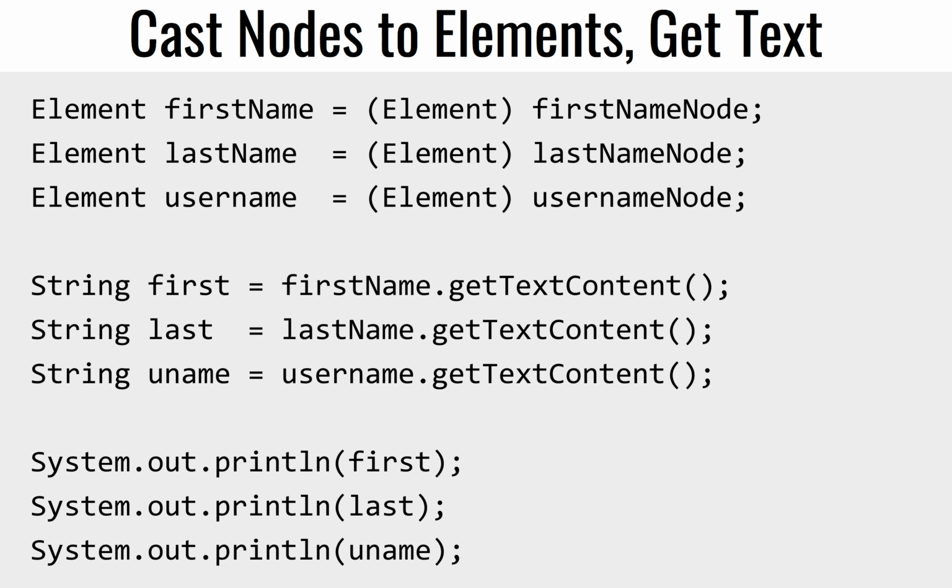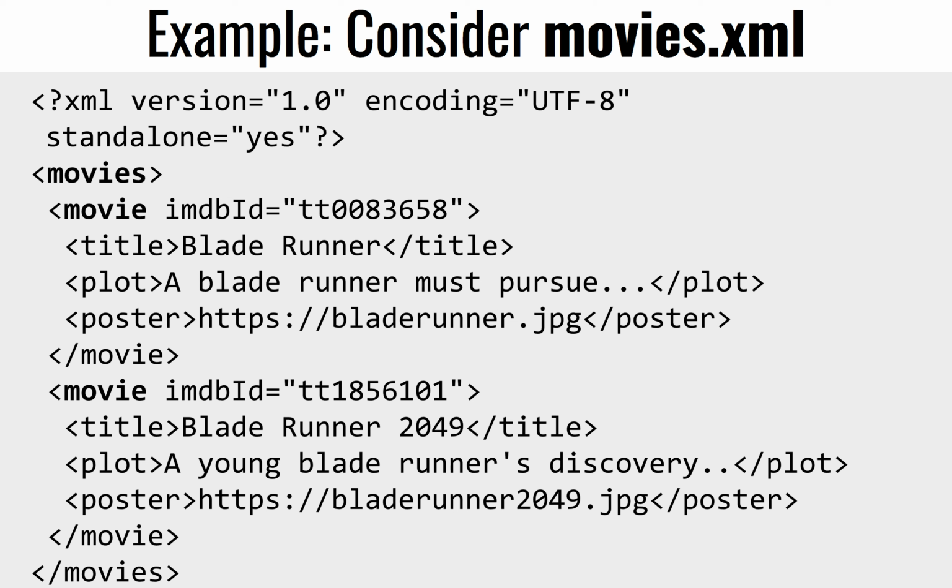We're printing it out. Okay. Right. So that's an example of parsing it using a very, very low level API. You would probably never do this.